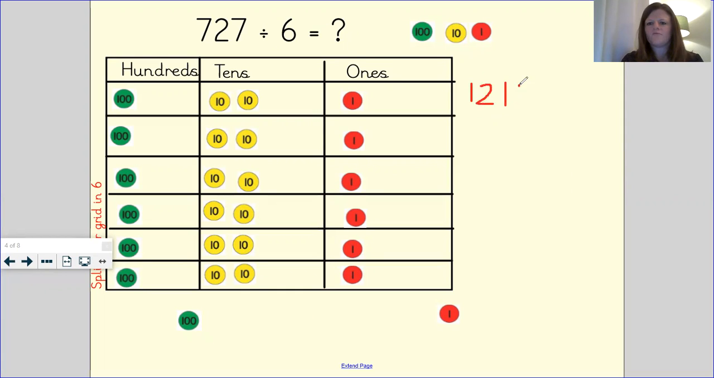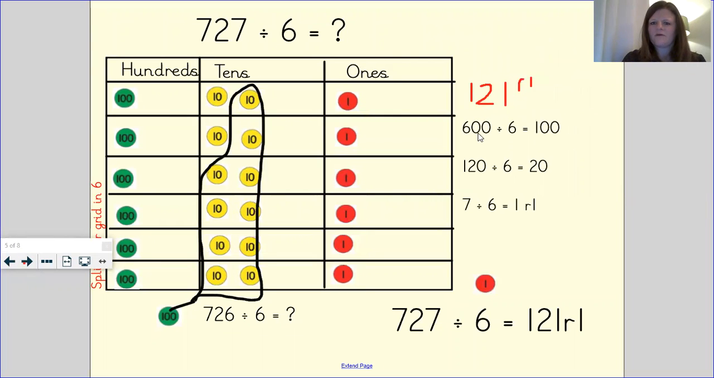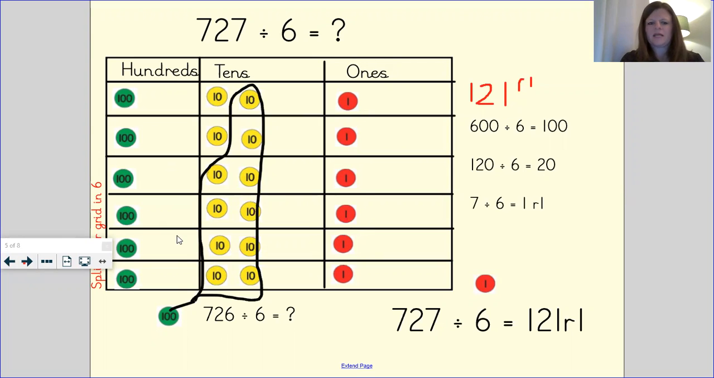121, remainder 1, because you can see that we've got 6 equal groups because we were dividing it by 6. 6 equal groups of 121 in each group, with a remainder of 1 that doesn't get shared. I've put that out on the next screen as well. So if you're unsure about this one, replay it again or have a look there where I've explained it a little bit more clearly with the exchange and the groups.